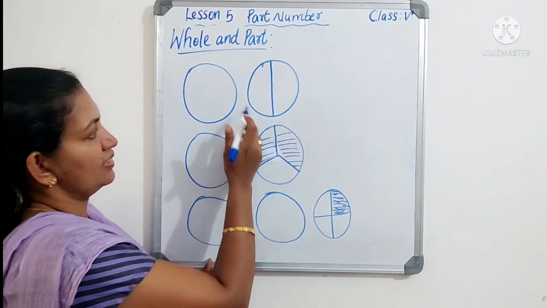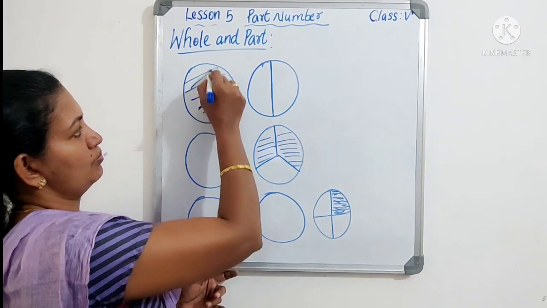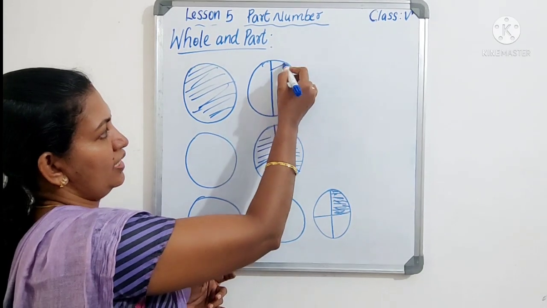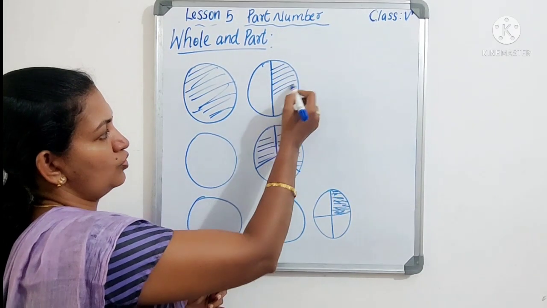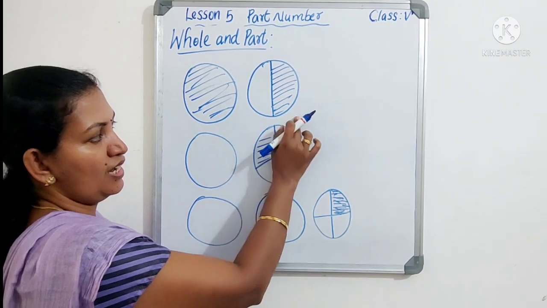So in the circle, this is the whole part. Here is the whole circle, and here I am shading only half the portion. Now we know that this is the 1 and this is the half.